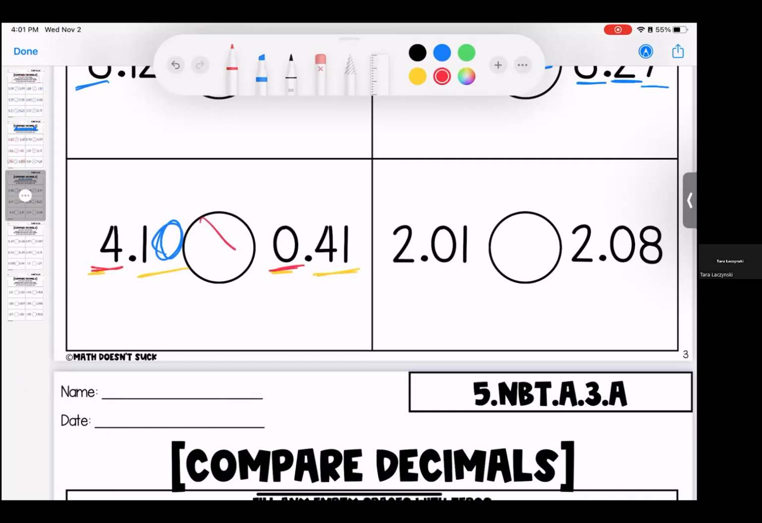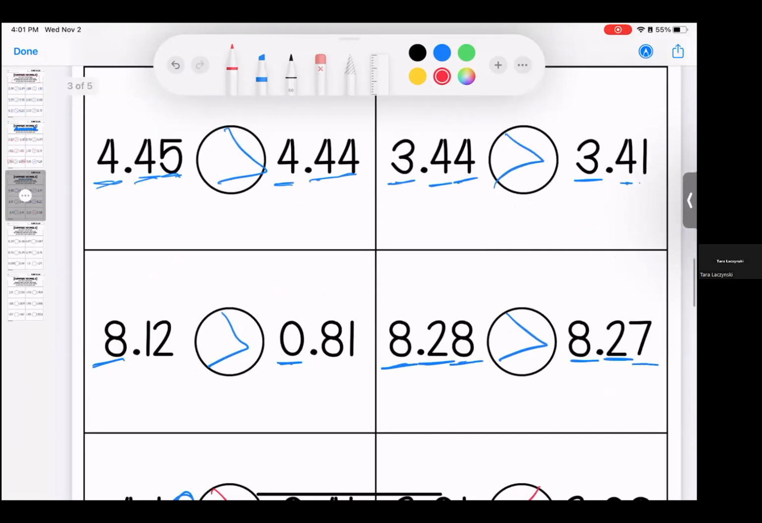4 and 0, 4 is greater. Don't have to go any further. Last one, 2 and 2, they're the same. 0 and 0, they're the same. 1 and 8, 8 is greater. So 2 and 8/100ths is greater. That's the end of page number 3. Please bring any questions with you to class.